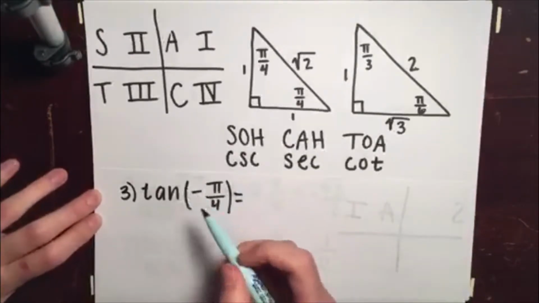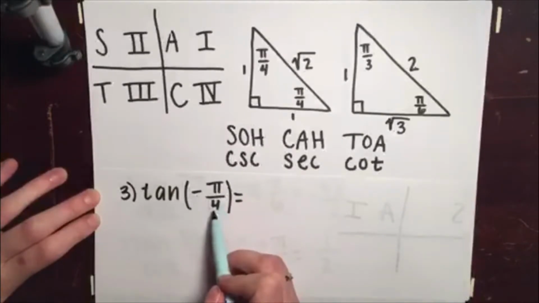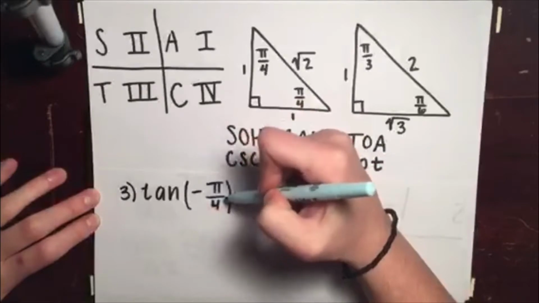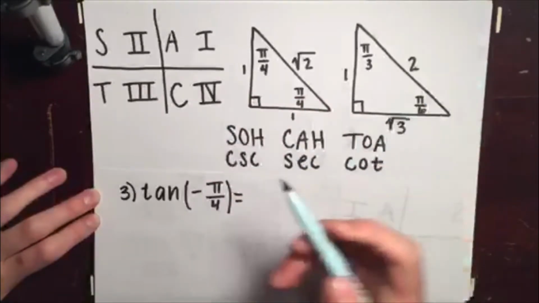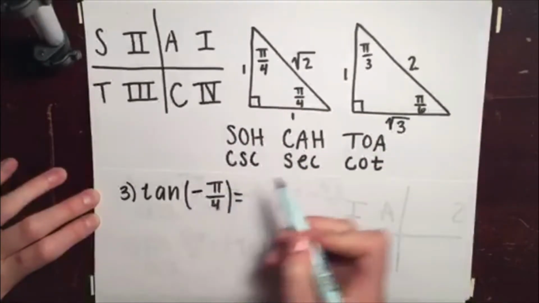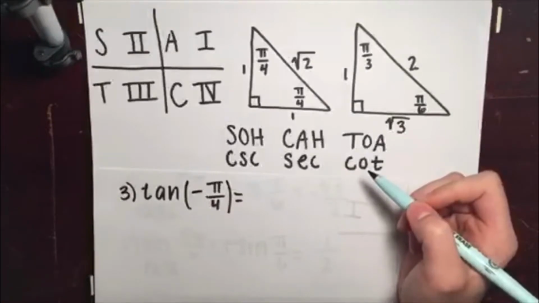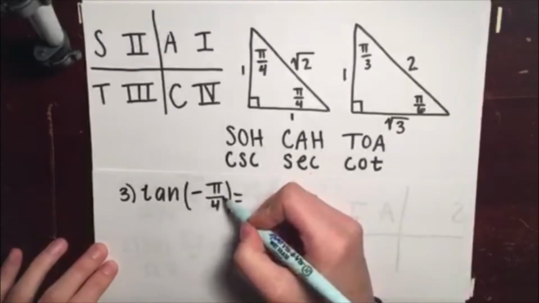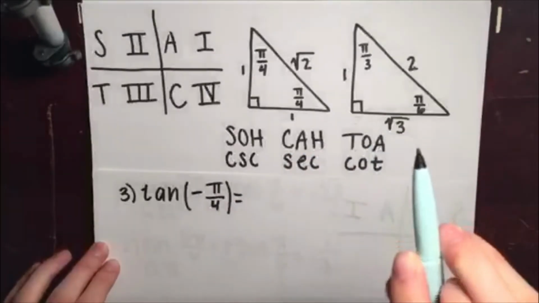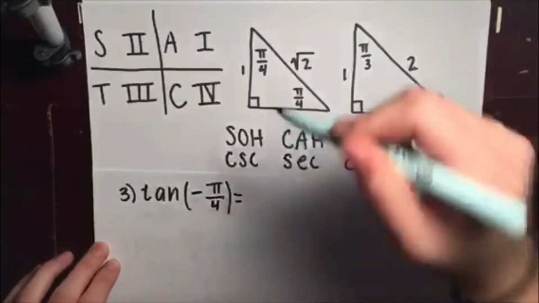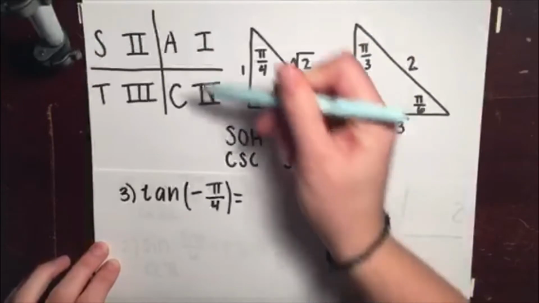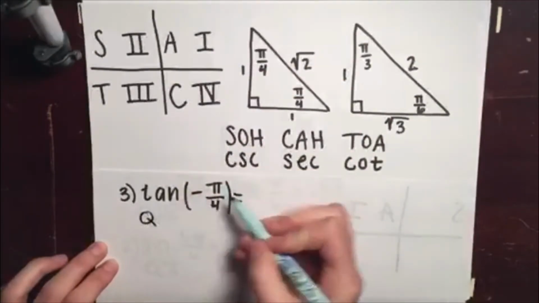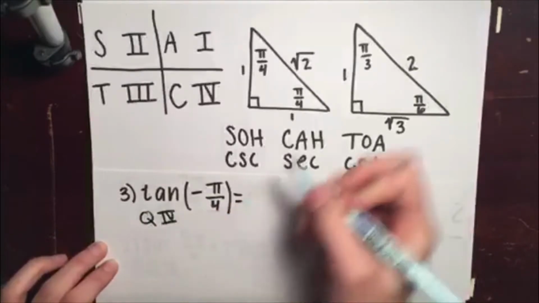Okay, so cool. We have tangent of negative pi over 4. Okay, hold up. This angle right here is not in quadrant 1. Check out this negative out front. Now we are going in the clockwise direction when we are locating this angle. So we're going to go backwards. We are starting at 0. Now we're going to spin over to quadrant 4. Okay, so this is in quadrant 4.